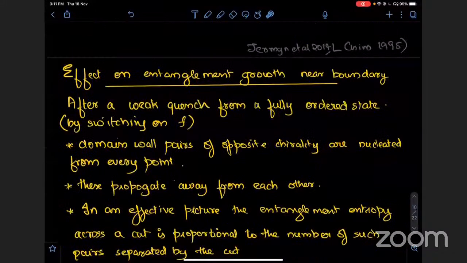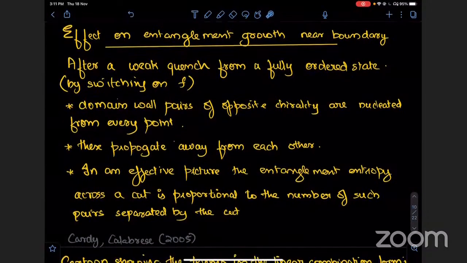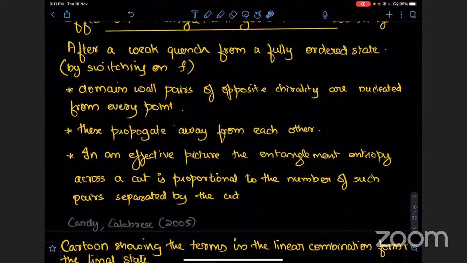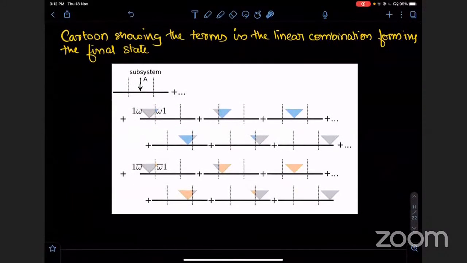So now we'll look at the results of entanglement growth near the boundary, in subsystems near the boundary, due to this. Before that, let me quickly remind you of the effective picture of entanglement growth. After a weak quench from a fully ordered state, which is what we are studying by switching on the transverse field, domain wall pairs of opposite chirality are nucleated from every point. These propagate away from each other, and in an effective picture, the entanglement entropy across a real space cut can be seen to be proportional to the number of domain wall pairs separated by the cut. Okay, this is a cartoon showing this picture.